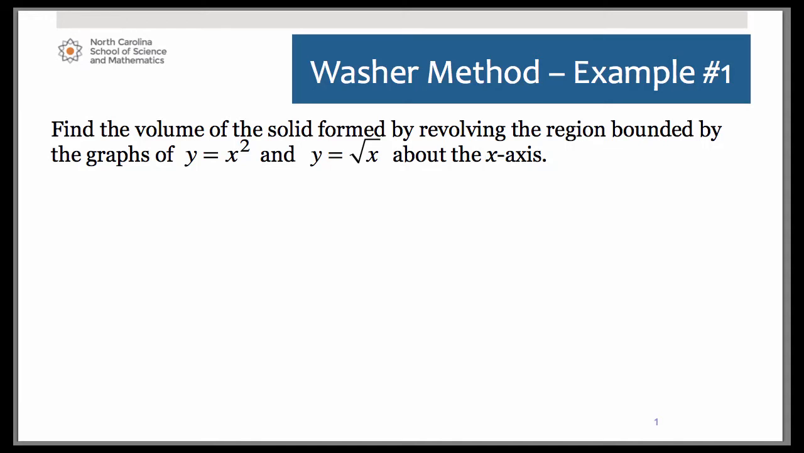Hi everyone, we're going to take a look at an example of a very typical washer method problem for finding the volume of a solid of revolution. Here we are asked to find the volume of the solid formed by revolving the region bounded by y equals x squared and y equals square root of x about the x-axis.